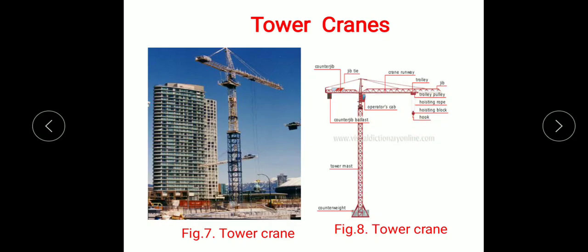So these are the various parts of the tower crane, and figure 7 or photo 7 shows the tower crane. Here we can see this is a tower mast. This is a counterweight. This is a crane runway, and this is the hoisting rope, and this is a hook.